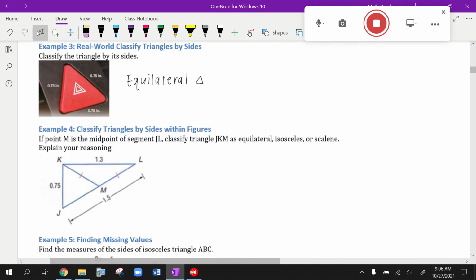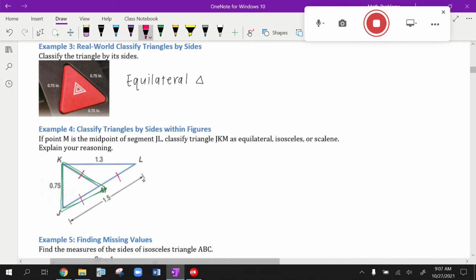Let's try another one. It says point M is the midpoint of segment JL. Classify triangle JKM. That would be this one. As equilateral, isosceles, or scalene. Explain your reasoning. Now let's look closely. It told me point M is the midpoint of segment JL. Here's point M. If it's the midpoint of segment JL, that means that it splits segment JL into two congruent pieces. That means that these two segments are congruent.